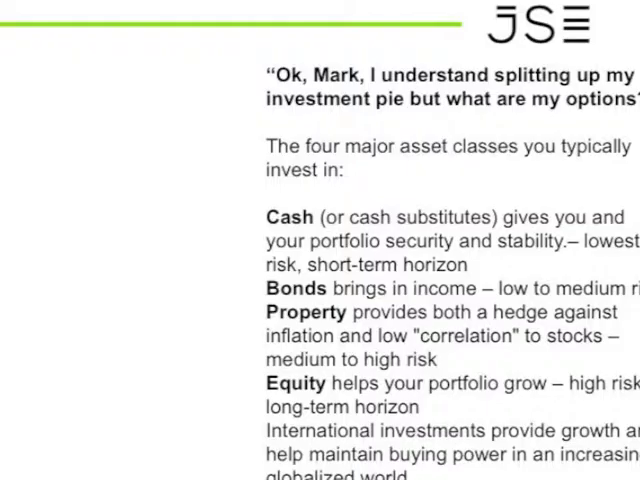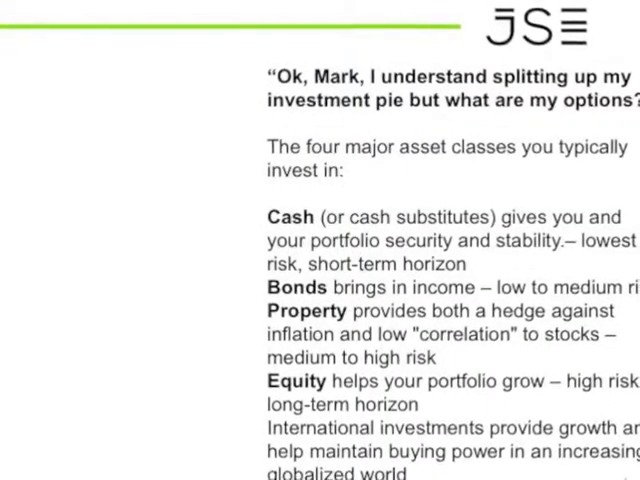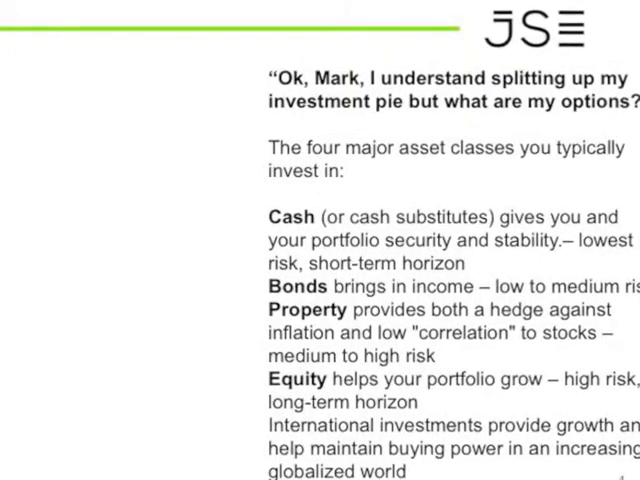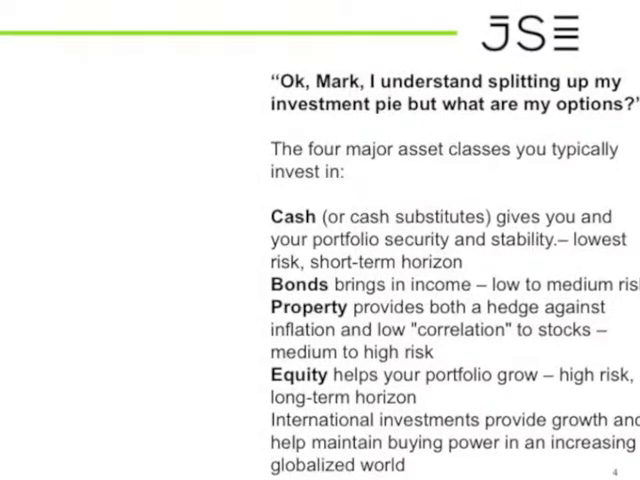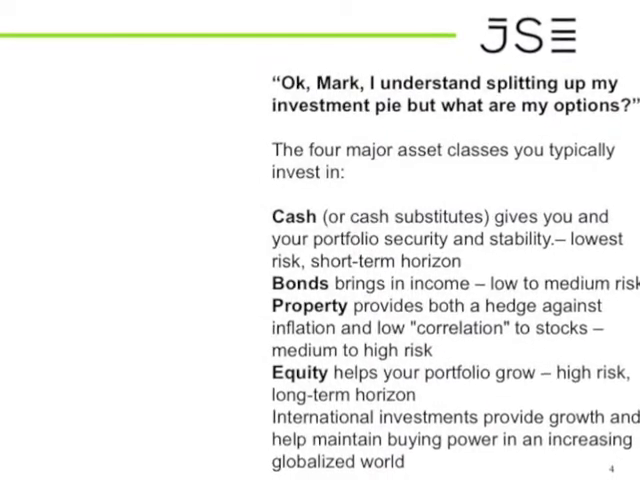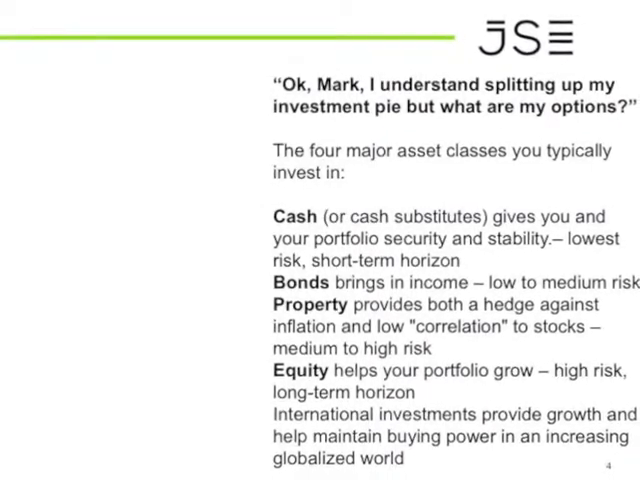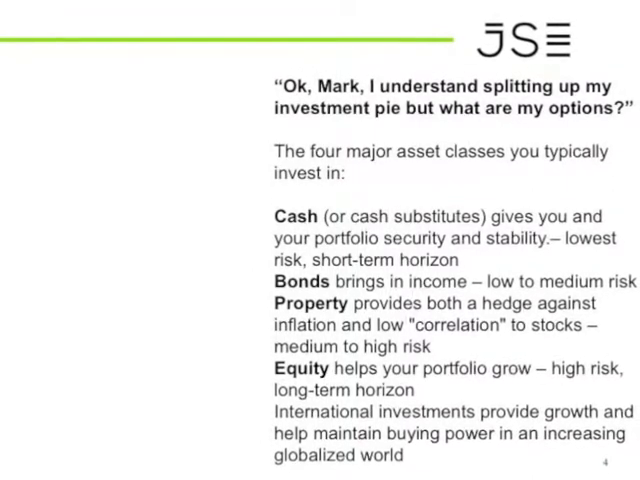So often I get asked, Mark, I understand I need to be diversified, but how do I split up this investment pie? So I'm going to take you through the four main asset classes. First one is cash or cash substitutes. You understand that. That's a bank account that pays you interest. It's not going to keep up with inflation, not going to give you a very high yield.